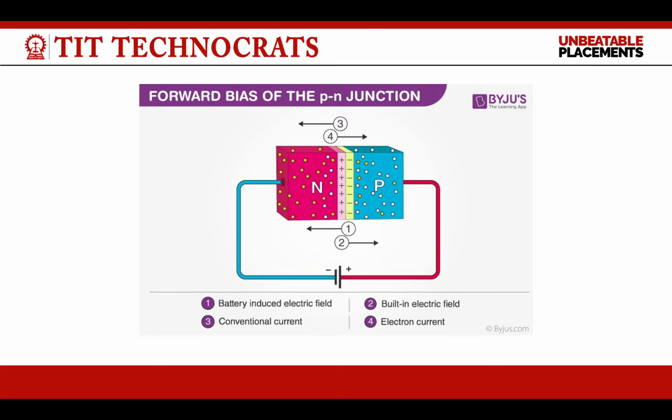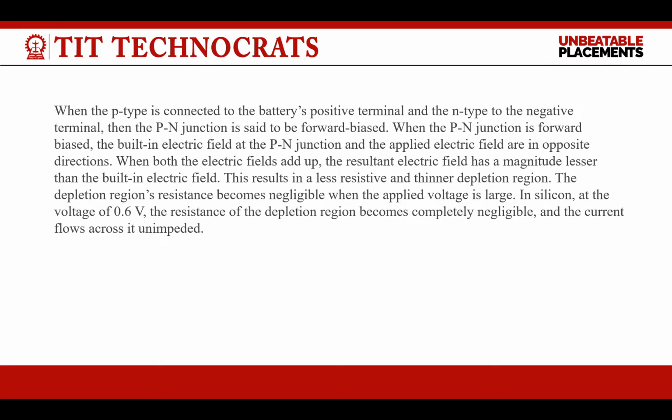So diagrammatically, we can understand the forward bias of the PN junction as having battery induced in the electric field, built-in electric field, conventional current, and electron current. When the P type is connected to the positive terminal of the battery and N type to the negative terminal, then the PN junction is said to be forward bias. And when P type is connected to the negative terminal and N type is connected to the positive terminal, the PN junction is said to be reverse bias.